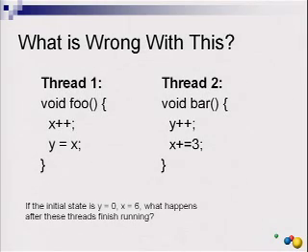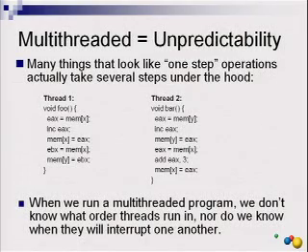We can have 7, 9, or 10 for x. We can have 1, 7, 10 for y. We don't know which combination is actually going to arrive. The reason is because things that look like single steps, like increment x, actually take a whole bunch of steps if we were to compile them.